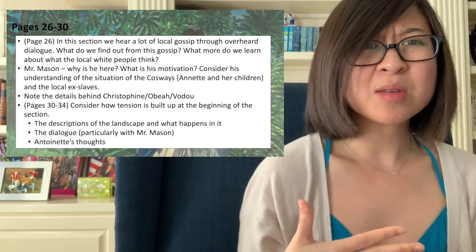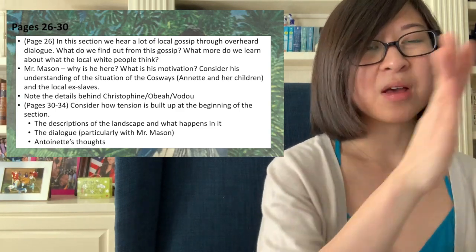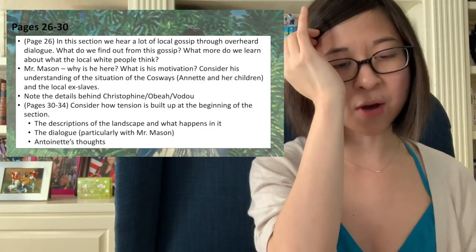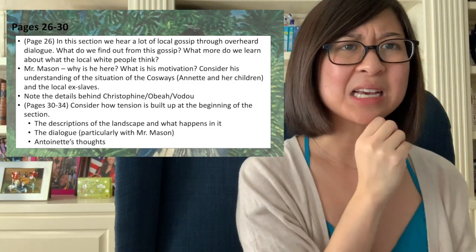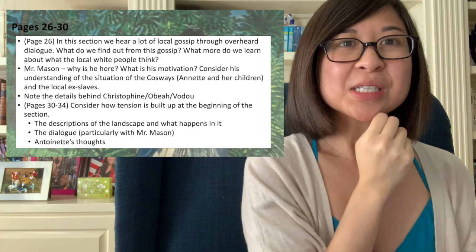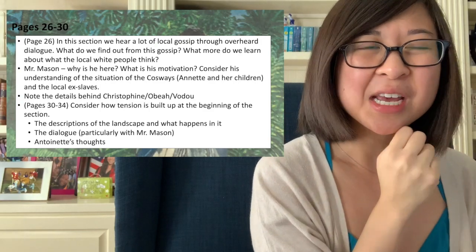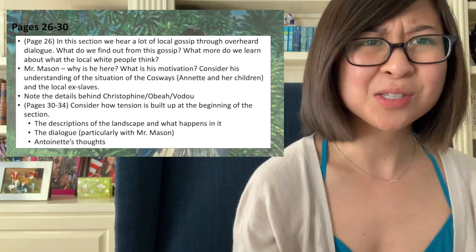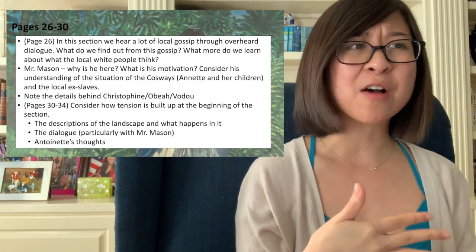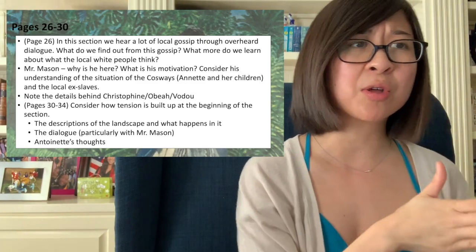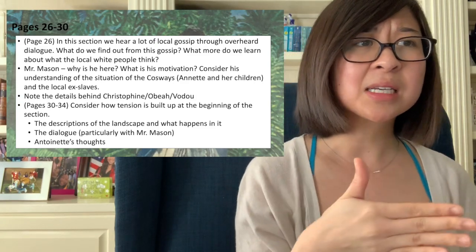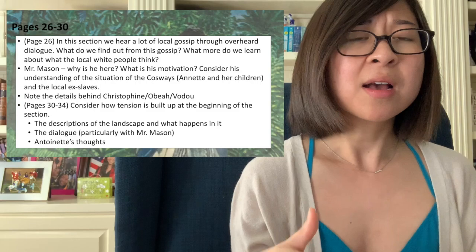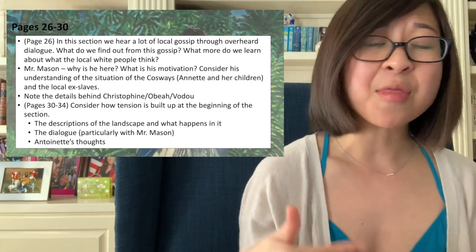I also want you to be mindful of Mr. Mason, the original Mr. Mason, not Richard Mason that we know in Jane Eyre, but the father. I want you to think about his characterization, his naivety, his careless racism, honestly, and his understanding of the Cosway situation and also the local ex-slaves. That leads us into the tension that's built up after the marriage, because Annette keeps insisting that they are not safe.